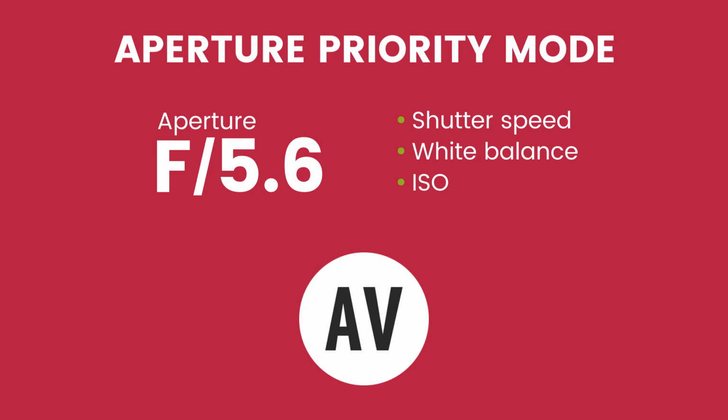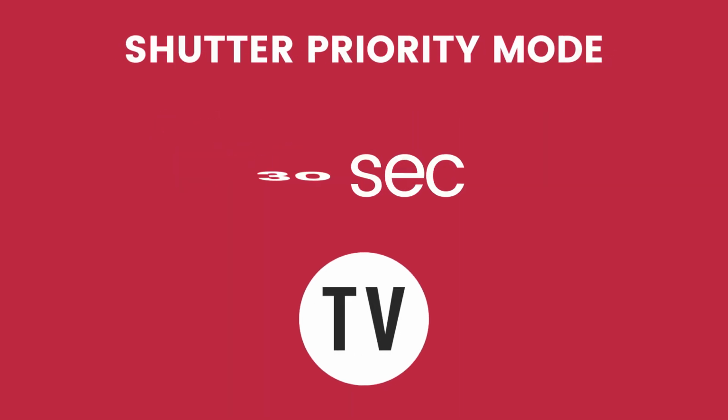Aperture priority. This mode lets you choose your preferred aperture. Your camera will then set the other settings like shutter speed and ISO to get a balanced exposure. Shutter priority. This one kind of works in the same way, only that you choose the preferred shutter speed, while the camera will set aperture and ISO automatically.